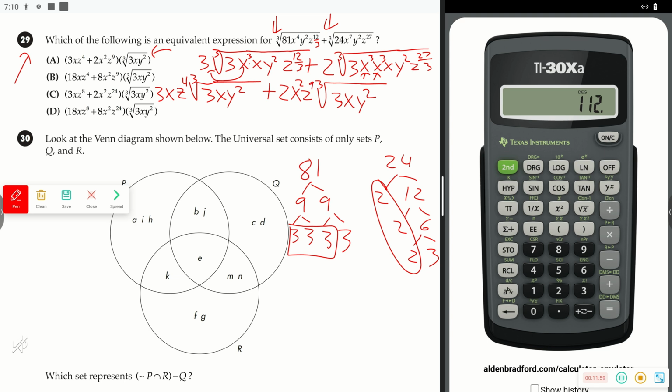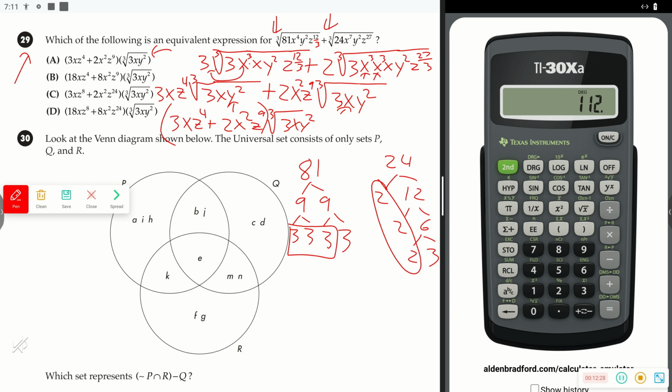Like so. So now since these are matching, we can actually write this as 3x z to the 4th plus 2x squared z to the 9th times the cube root of 3xy squared. Like that. And let's see if that matches any of our answers.